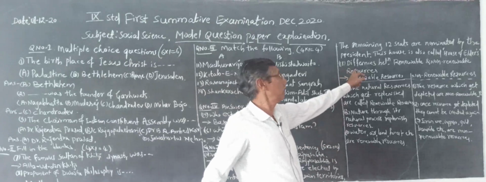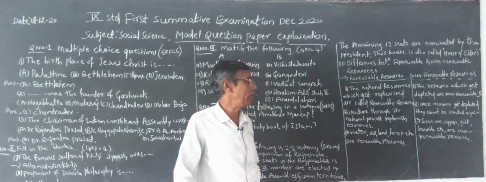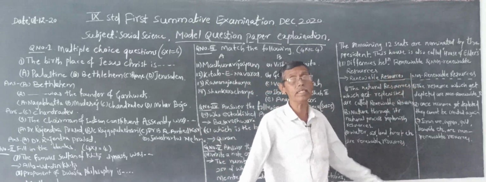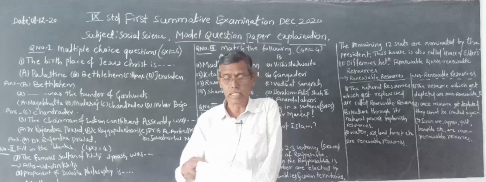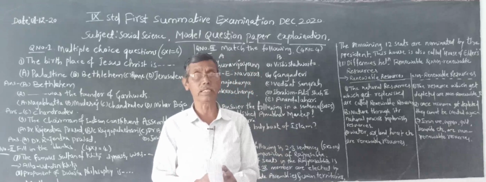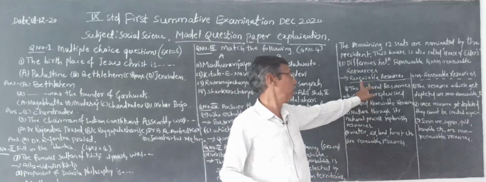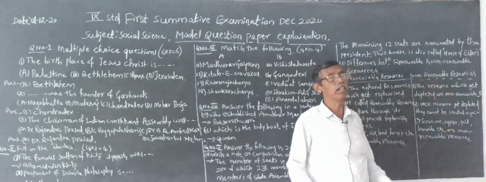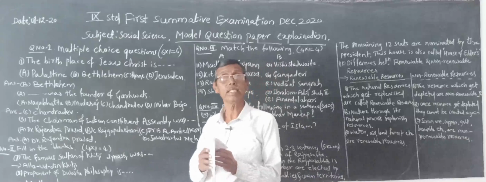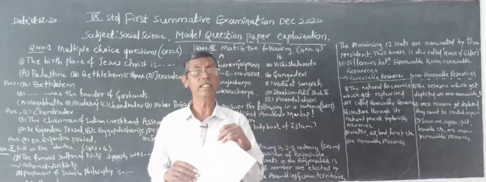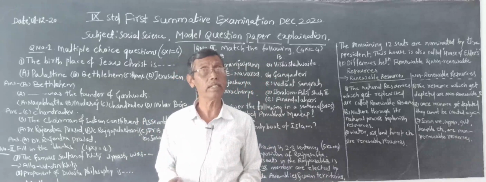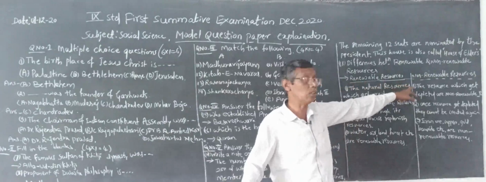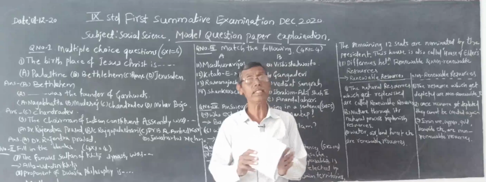Here the next question, differentiate between renewable and non-renewable resources. What is the difference between the renewable and non-renewable resources? First you have to make 2 columns. First column is renewable resources, then second is the non-renewable resources. You have to make 2 columns and write 2 to 3 points each. For renewable resources you have to write 3 points. For non-renewable resources you have to write 3 points and differentiate it.